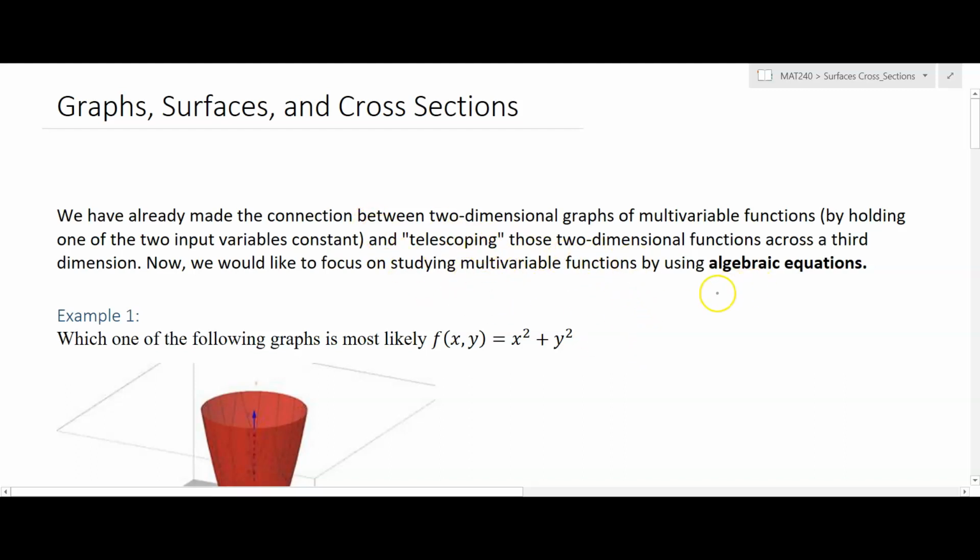And so then we telescoped those and realized that if I have a bunch of two-dimensional graphs, and each one just represents a different value of the constant, then I can telescope those out so that one line's here, one line's here, and one line's here, and now I start to see this pattern in this three-dimensional function, or the shape of the corresponding graph.